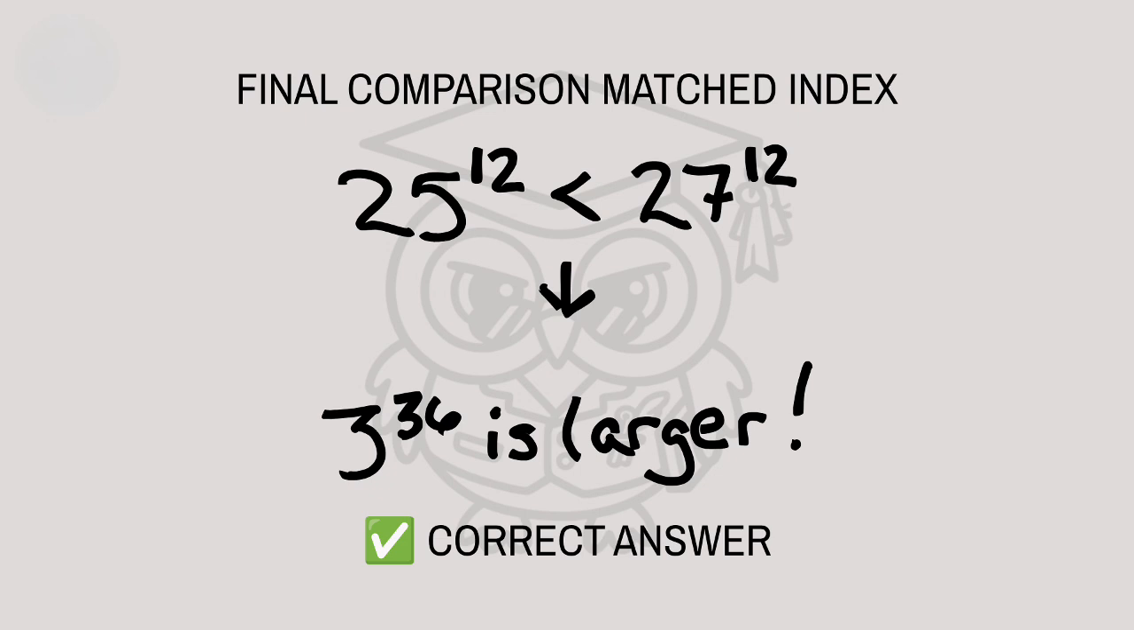Because both numbers share the same exponent of 12, compare the base numbers directly. Since 27 is larger than 25, 27 to the 12th power is a greater value. Therefore, 3 to the 36th power is larger than 5 to the 24th power.